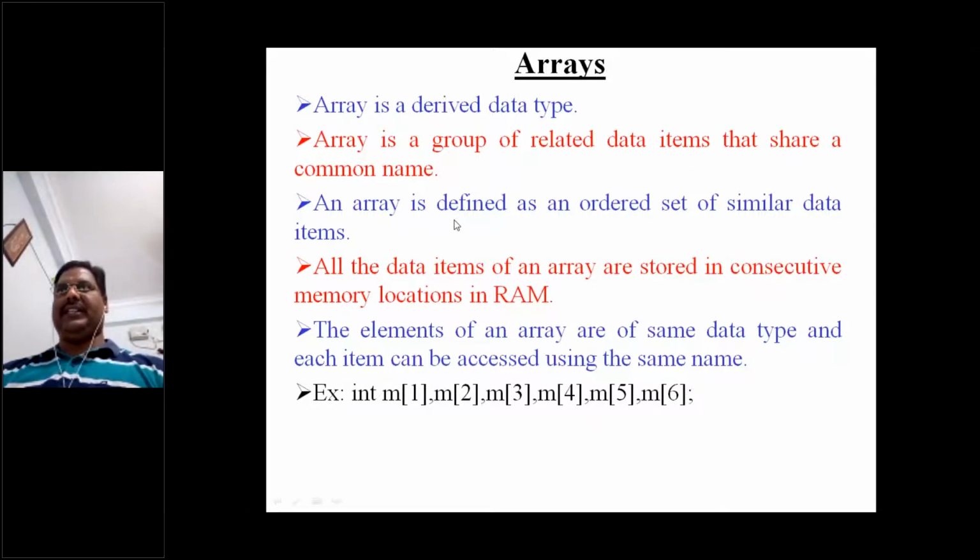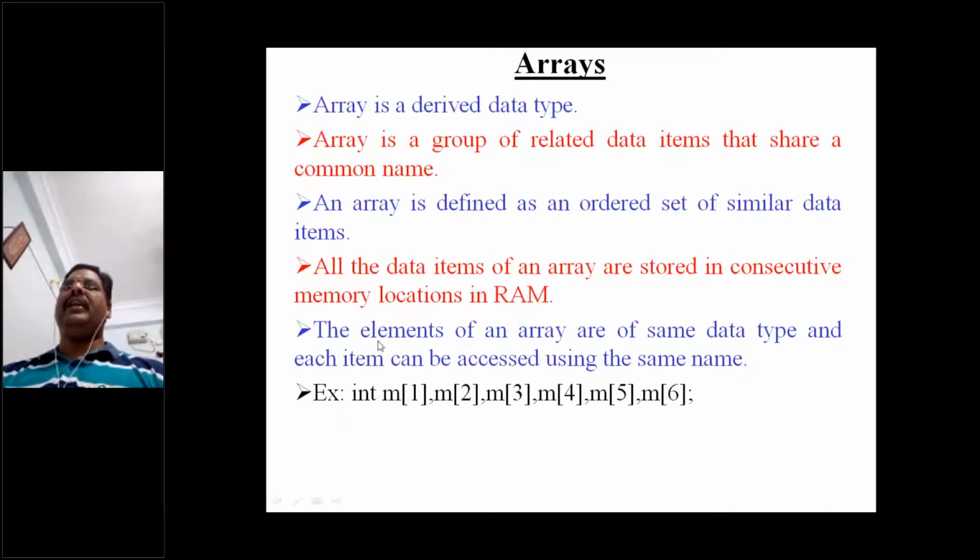An array is defined as an ordered set of similar data items. This is also another simple way in which we can define an array. The data items of an array are stored in consecutive memory locations in the RAM. Consecutive is nothing but one after another, that means they are stored in sequence locations. How it is stored, I'll show you in the pictorial representation in the further slides.